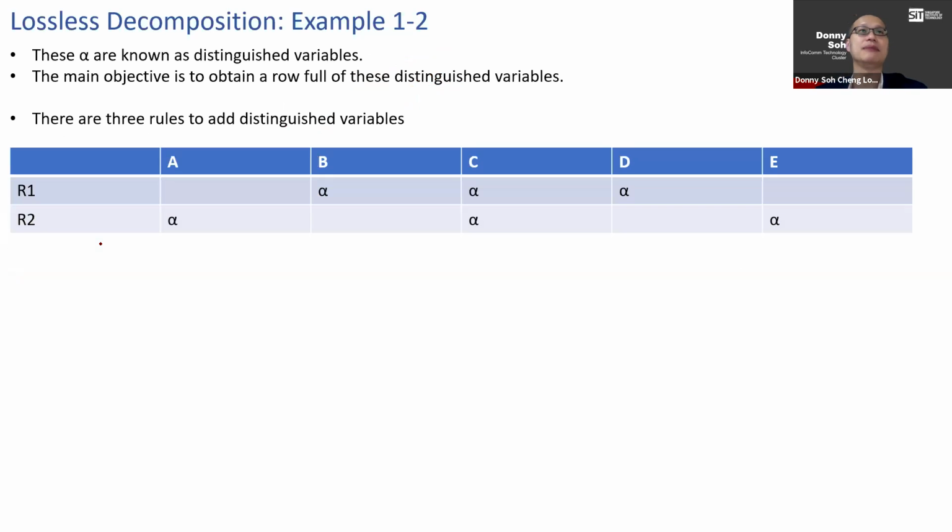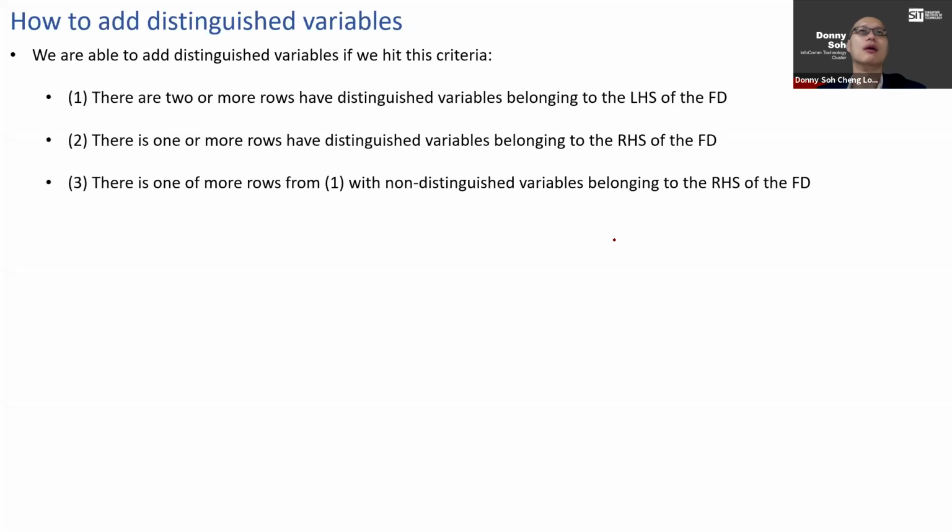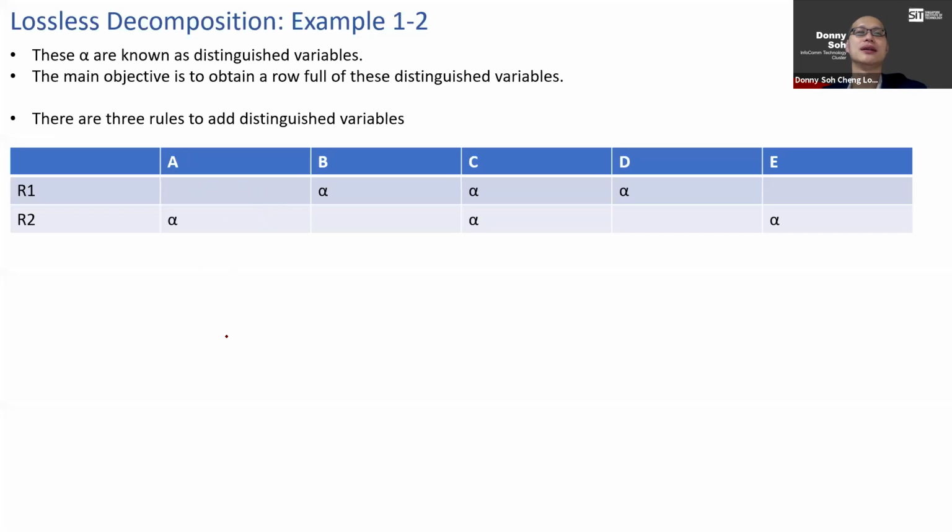Okay? And the next step is I try to add additional distinguished variables, but I have rules for how I can add them. So these are the three rules that we need to have. This one looks very complicated, but actually when you do it in practice, it's very simple. First rule, there are two or more rows that have distinguished variables belonging to the left-hand side of a functional dependency.